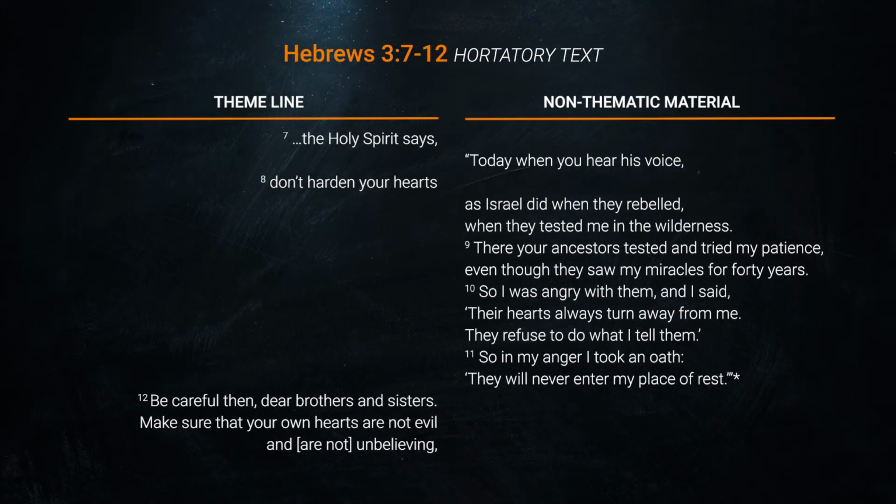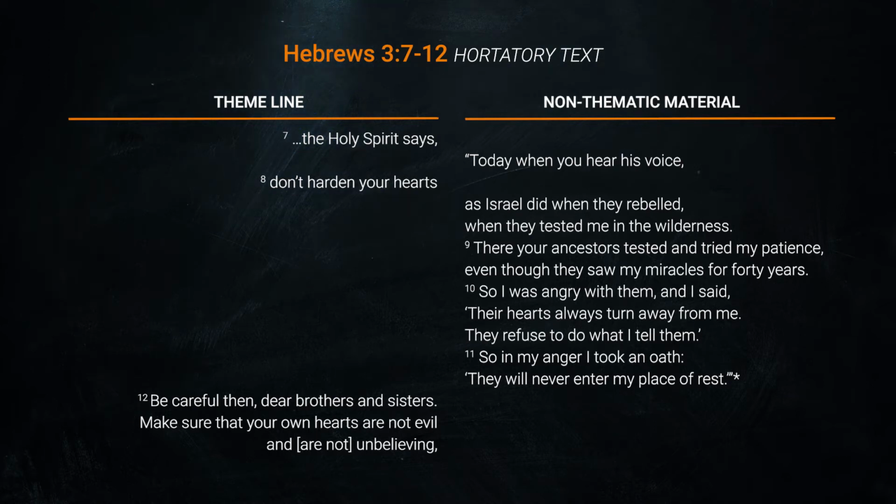So it starts out with verse 7. The Holy Spirit says, "Today when you hear his voice, don't harden your hearts as Israel did when they rebelled, when they tested me in the wilderness. There your ancestors tested and tried my patience, even though they saw my miracles for 40 years. So I was angry with them, and I said, their hearts always turn away from me. They refuse to do what I tell them. So in my anger, I took an oath. They will never enter my place of rest. Be careful then, dear brothers."